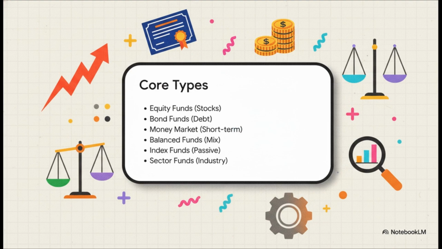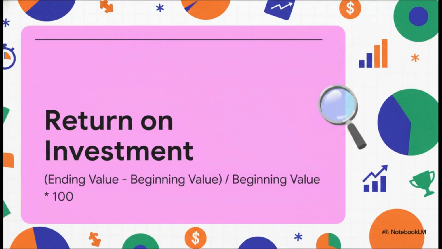Then there are index funds that just passively track a market to keep your fees low, and sector funds that focus on one specific industry for potentially huge rewards, but again, with a lot of risk attached. No matter which of those funds you choose, we need a universal scorecard to see how we're doing, right?